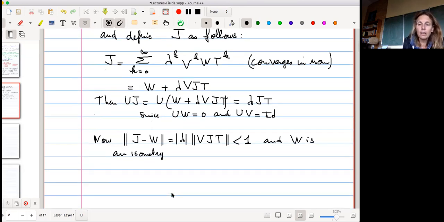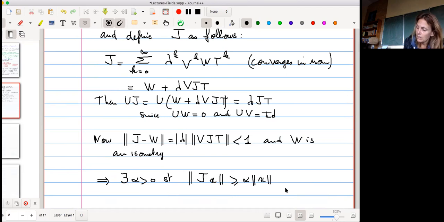So this is an isometry, of norm one, and this is strictly less than one. So it implies that in fact J is bounded below. So you can find an alpha such that the norm of J of X is greater than alpha times the norm of X. So J is bounded below, which means that it's injective and has closed range.